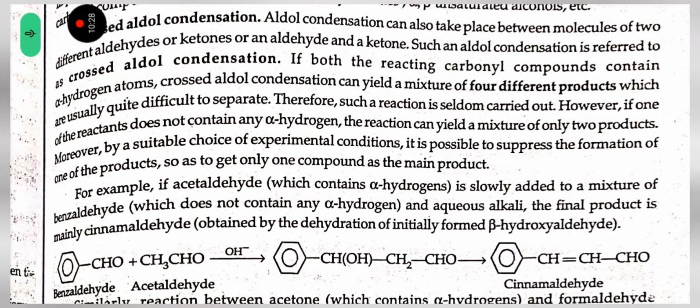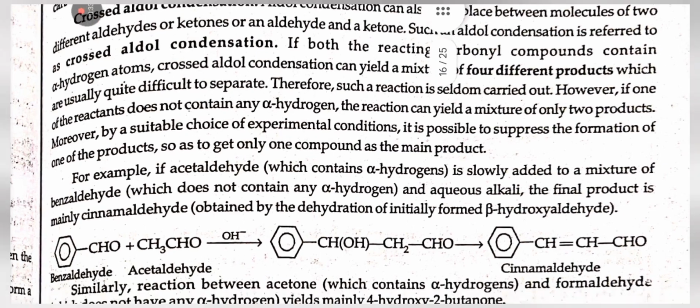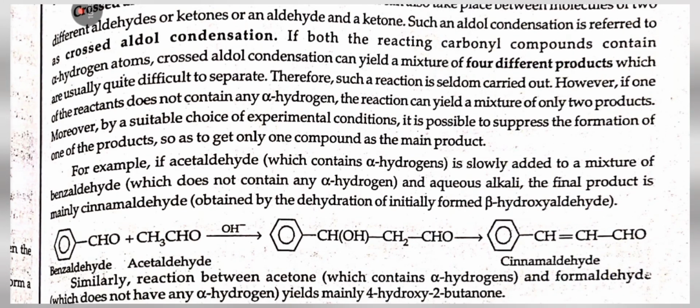Cross-aldol condensation. Aldol condensation can also take place between molecules of two different aldehydes or ketones, or an aldehyde and ketone. Such an aldol condensation is referred to as cross-aldol condensation. If both the reacting carbonyl compounds contain alpha hydrogen atoms, cross-aldol condensation can yield a mixture of 4 different products which are usually quite difficult to separate. Therefore, such a reaction is seldom carried out.